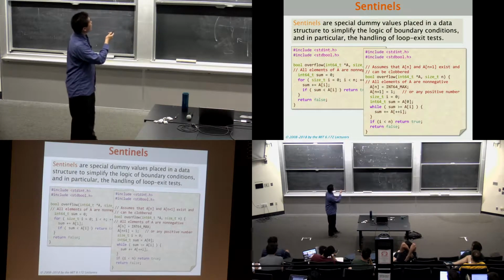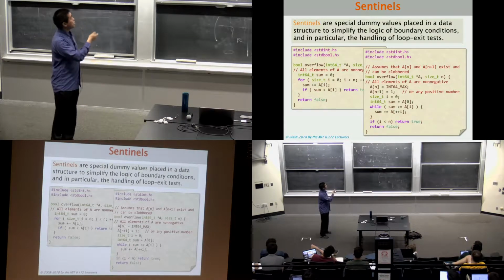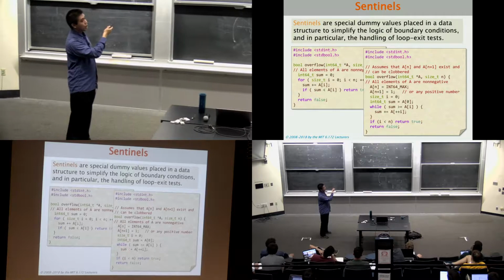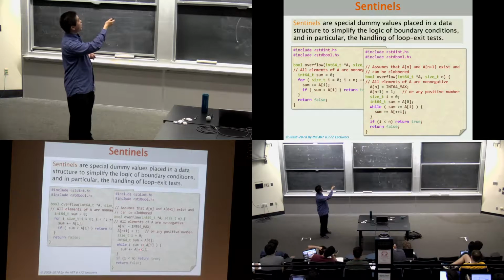OK. And this code here does the same thing as the thing on the left, because the only way I'm going to exit this while loop is if I overflow. And I'll overflow if A of I becomes greater than sum, or if the sum becomes less than A of I, which is what I had in my original program. And then otherwise, I'm going to just increment sum by A of I.